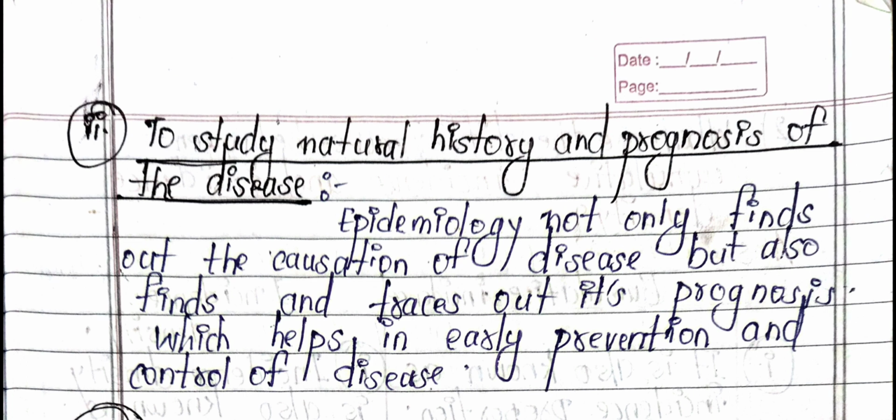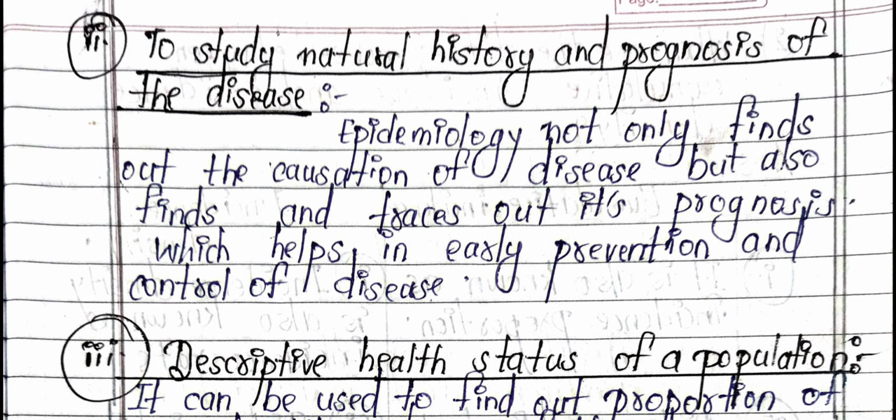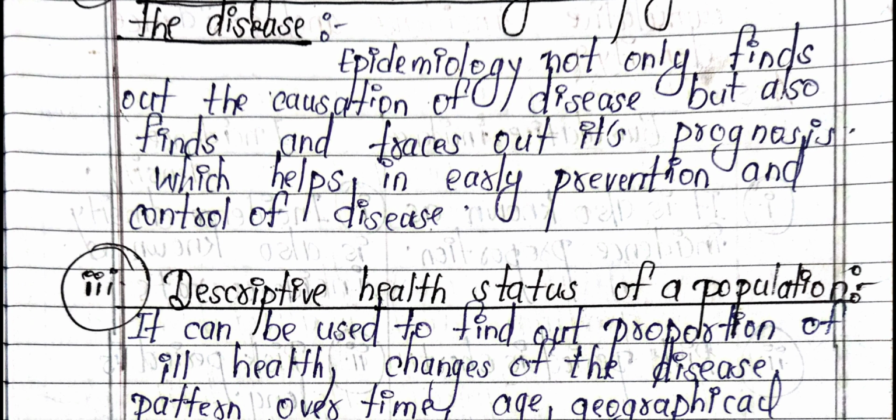To study the natural history and prognosis of the disease. Epidemiology not only finds out the causation of the disease but also finds and traces out its prognosis, which helps in early prevention and control of a disease.